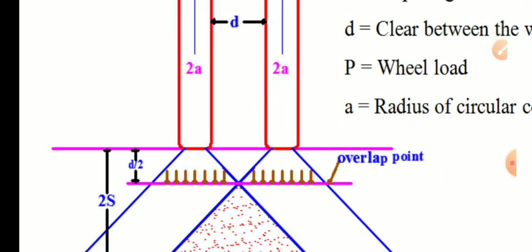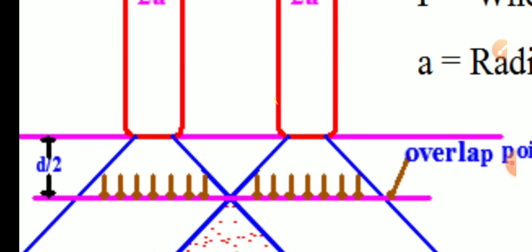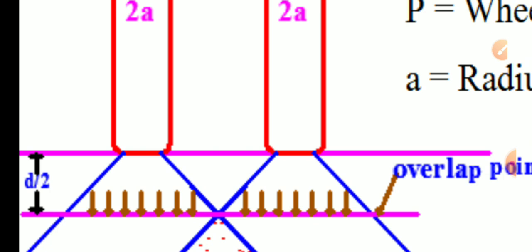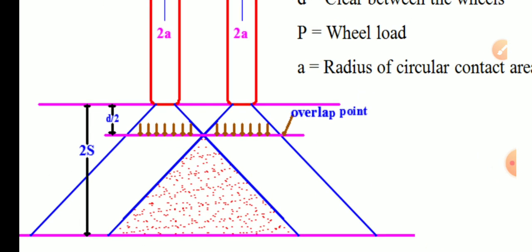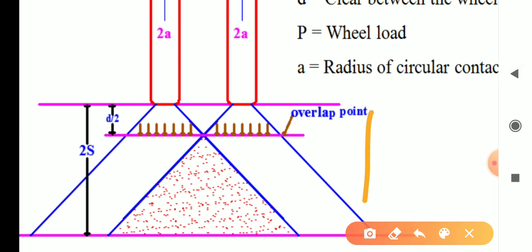Now, two wheels are there, so two stresses are developing at the bottom of the pavement. Already I said, this is the pavement, called the pavement layers. Above the pavement, above the roads, above the flexible pavement or rigid pavement, some stresses will be developed. Because of the stresses, they develop at the bottom of the pavement, and those stresses we are explaining.